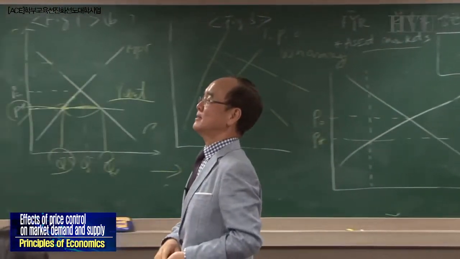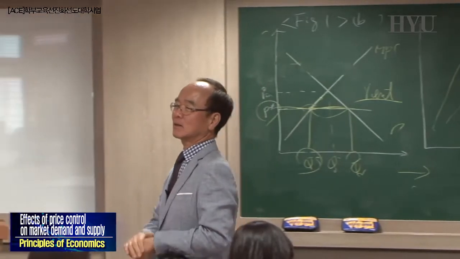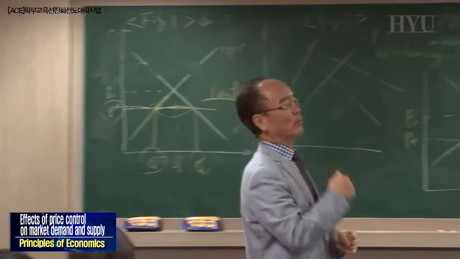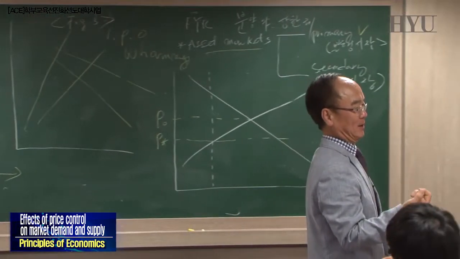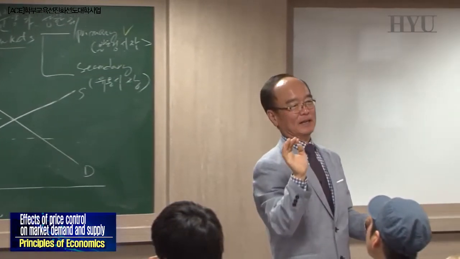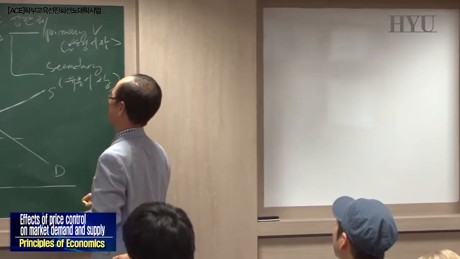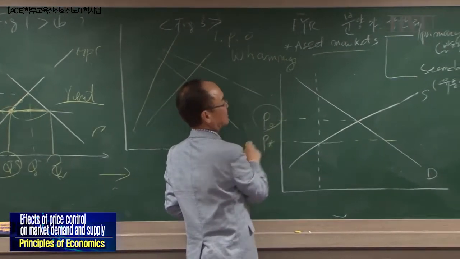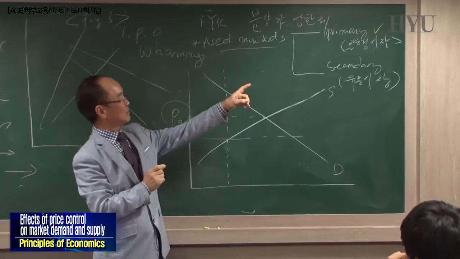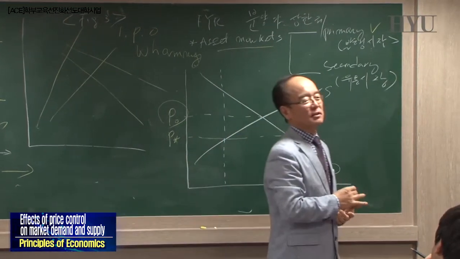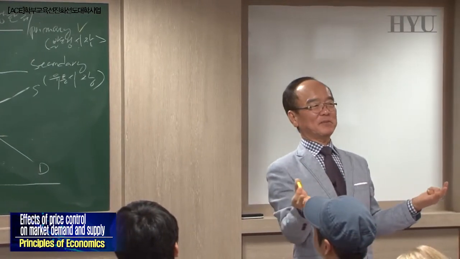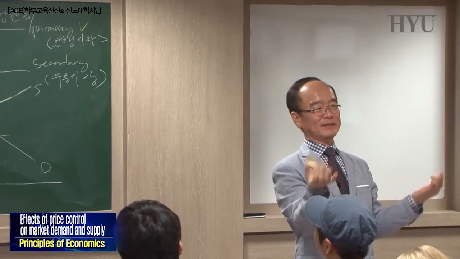Anyway, my question is that Korea's very unique policy is that government controls only the primary market. The secondary market is just a free market. Yeah. The situation is something like this. So now, leave the market alone. In terms of stocks and houses, there's no big difference between newly built and primary, secondary.